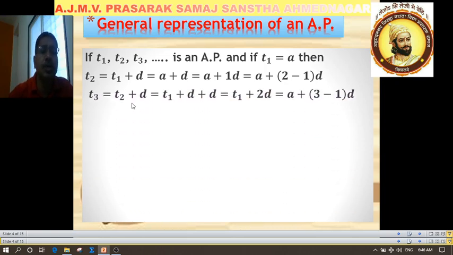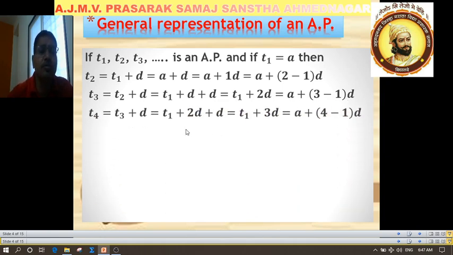T3 is equal to T2 plus D. Common difference is added to the previous term, so T2 plus D. But T2 is T1 plus D. See here, T2 is T1 plus D. So T1 plus D plus this D, so T1 plus 2D. 2 can be expressed as 3 minus 1. So we get T1 is A and 2D can be expressed as 3 minus 1 time D.